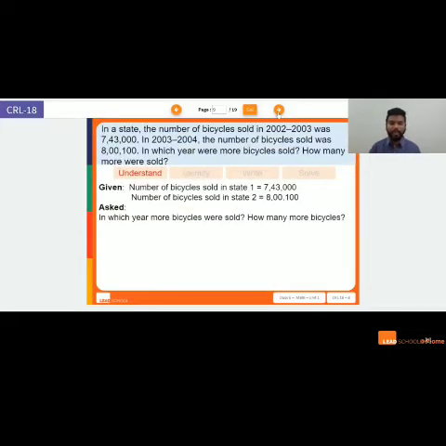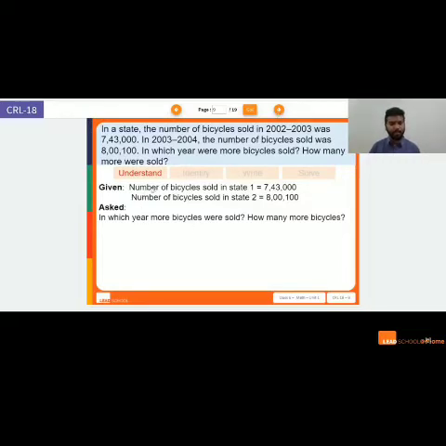Let us look at the second question. In a state, the number of bicycles sold in 2002 to 2003 was 7,43,000. In 2003 to 2004, the number of bicycles sold was 8,100,000. In which year were more bicycles sold? How many more were sold?